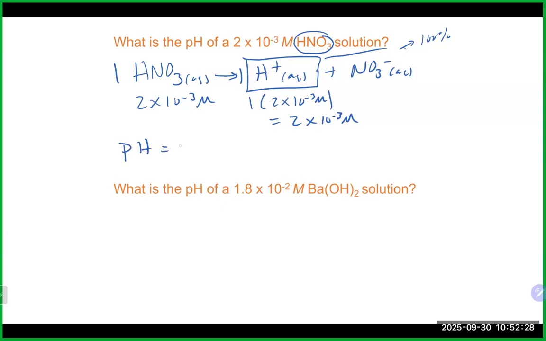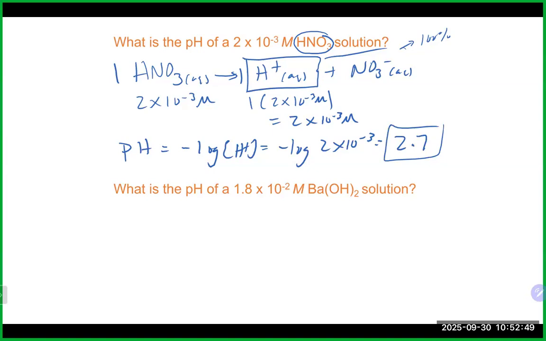Now we can go into our pH, minus the log of our H plus, and that's going to be minus the log of 2 times 10 to the minus 3 in this case. And that's going to be a 2.7 pH here. That does make sense since it is an acid, so that's an acidic pH here. If you got a basic pH, you clearly did something probably wrong in this calculation. Any questions on that there?